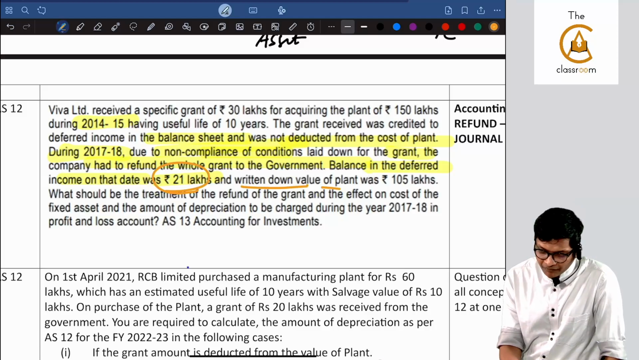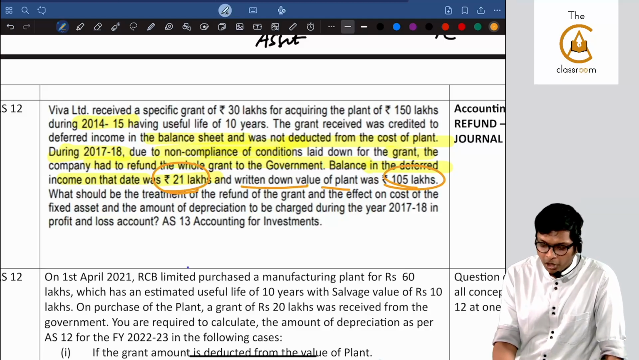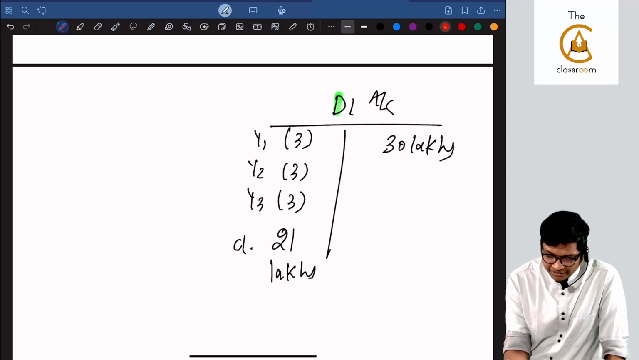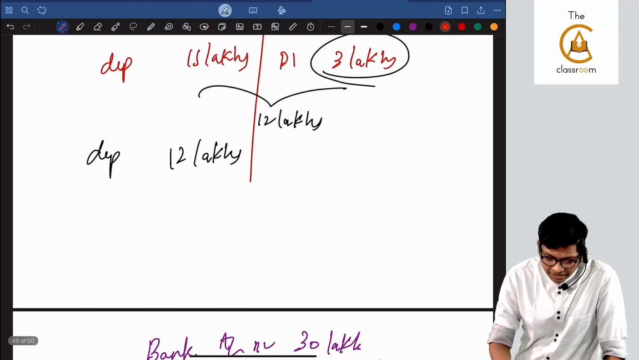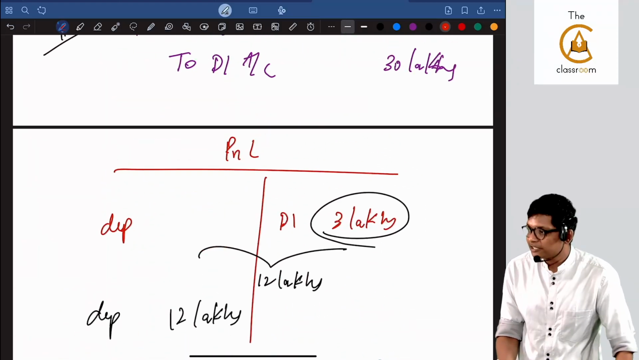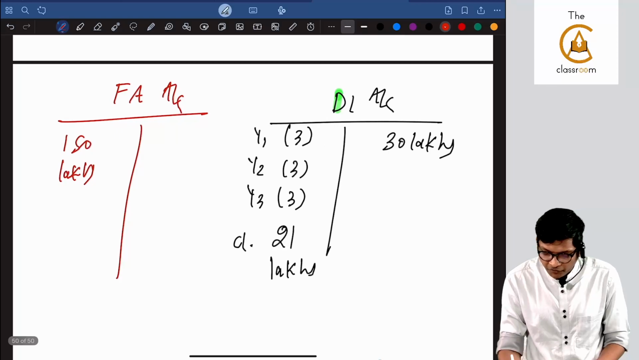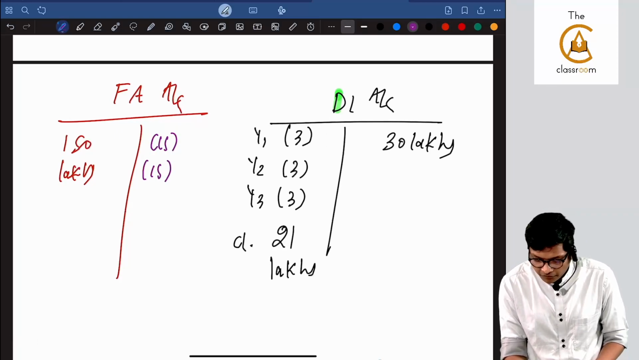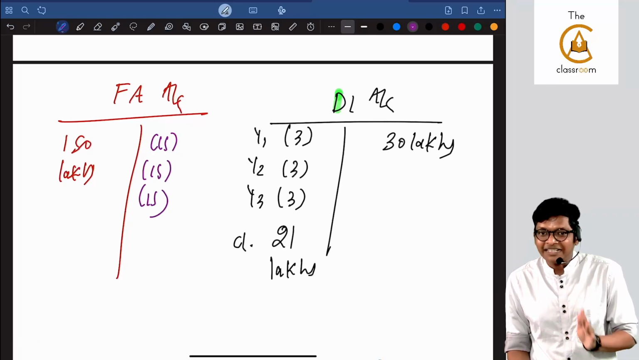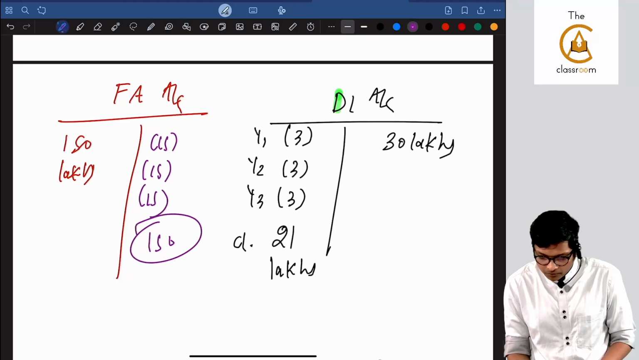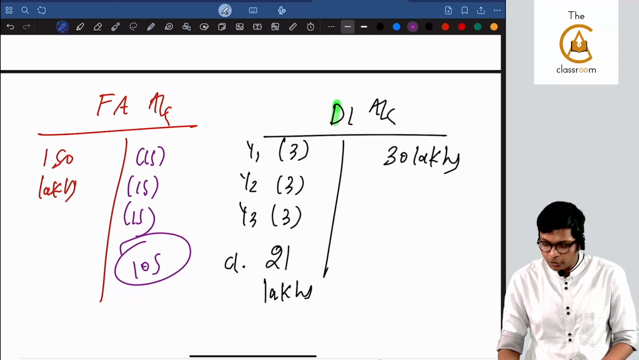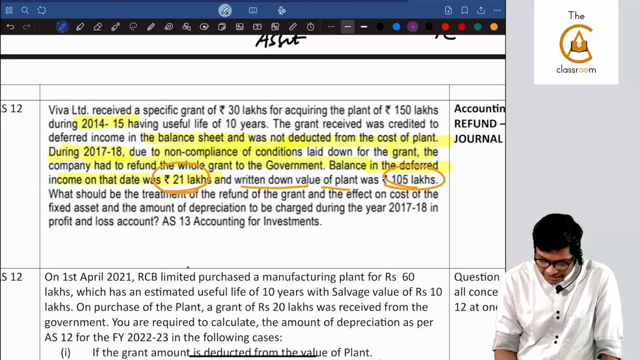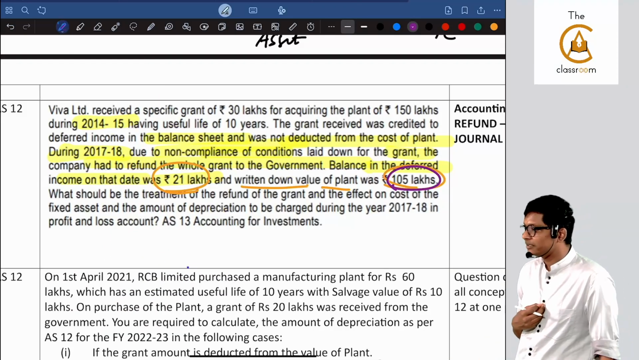And the written down value of plant is 105. How is that happening? Look at this. Fixed asset account is 150 lakhs. I already computed. Depreciation is going to be 15 lakhs per year. So depreciation is now accounted for how many years, guys? 15, 15, 15. So 45 lakhs reduce, so my closing will be 105 lakhs. Are you following, guys? That only he already gave here, 105 lakhs. Are you getting it, guys?